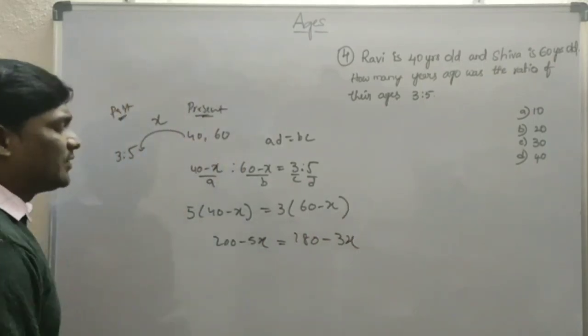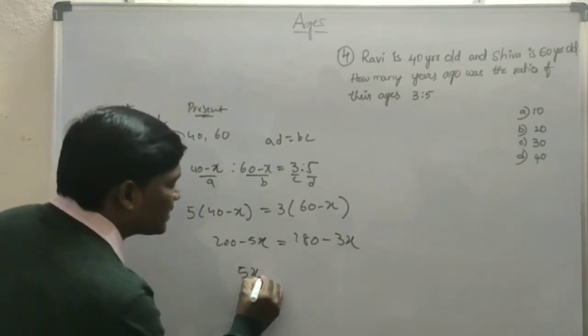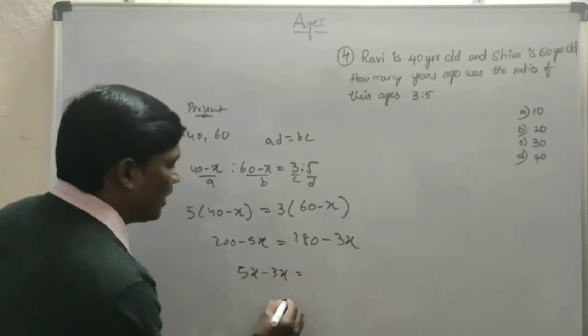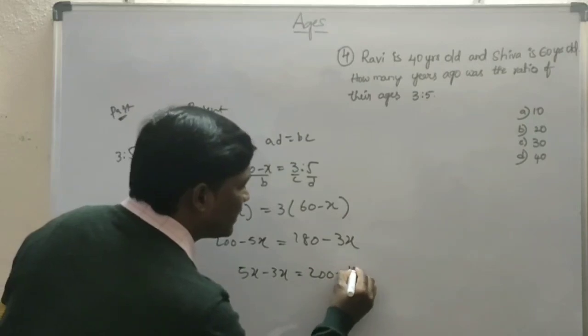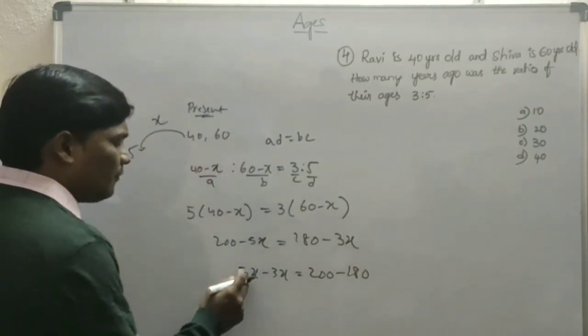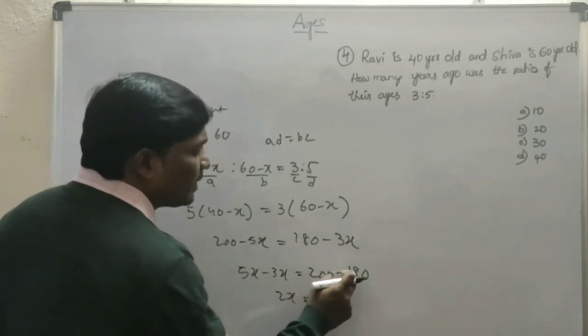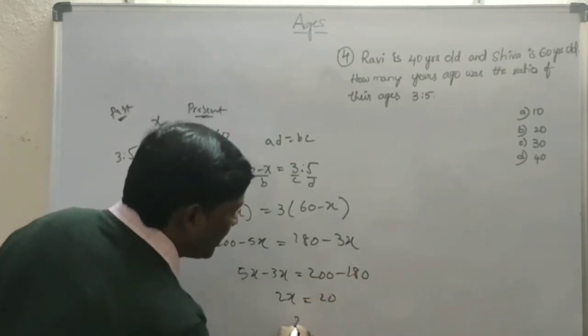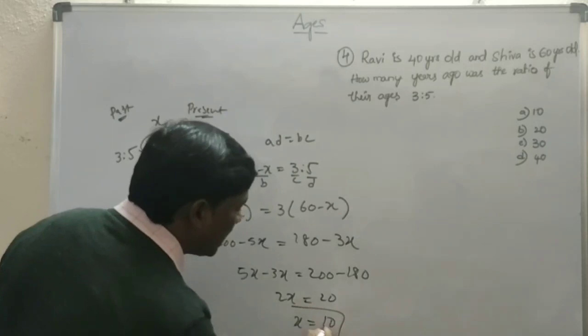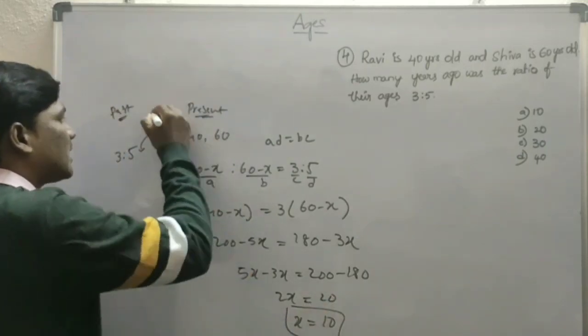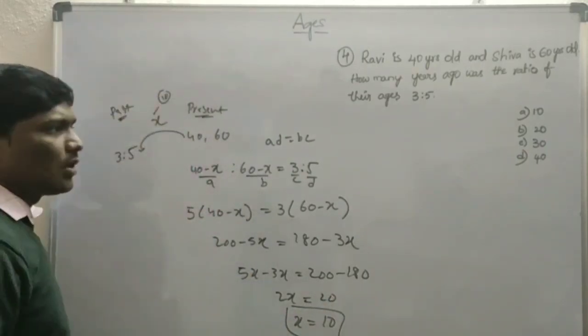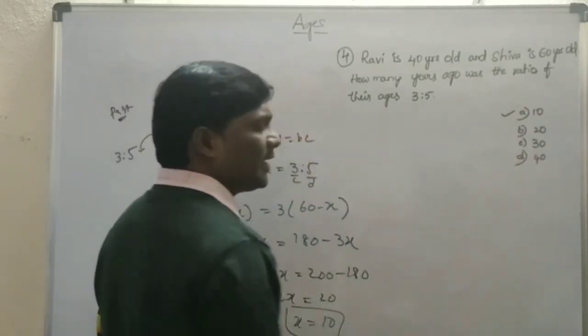Let's bring the x terms to one side. Then 5x minus 3x is equal to 200 minus 180. So 2x is equal to 20. Then x is equal to how much? 10 years. How many years ago? 10 years. Option A is the right answer.